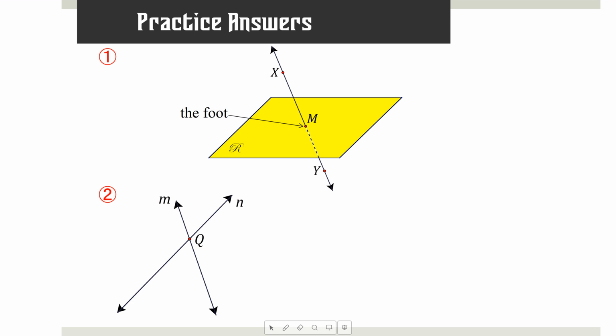And then the second one, two lines intersecting at the point Q. A couple things to be aware of there: I have arrowheads on those because they're lines and they go on forever. They're labeled M and N, and it's a capital Q to label the point, lowercase letters to label the lines. Okay?